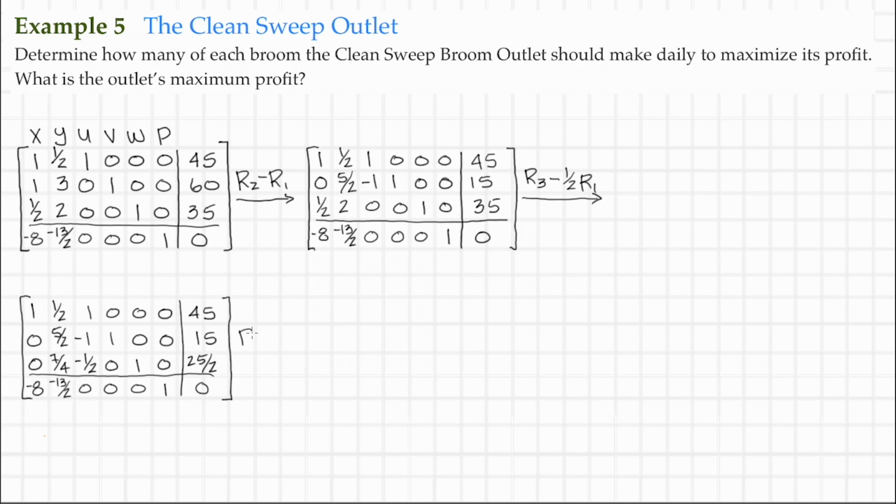So we'll do row 4 plus 8 times row 1. Put in our bracket. 1 times 8 is 8. Negative 8 plus 8, 0. 1/2 times 8 is 4. Negative 13 halves plus 4, that's negative 5 halves. 1 times 8 is 8. 0 plus 8, that's 8.